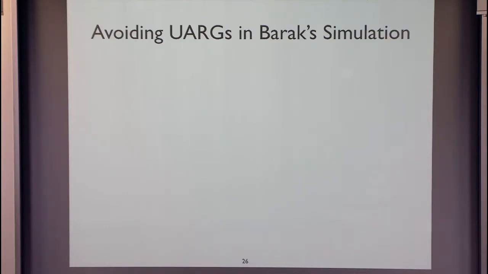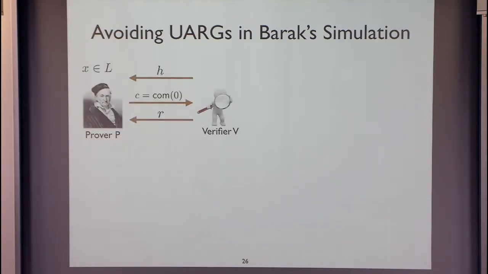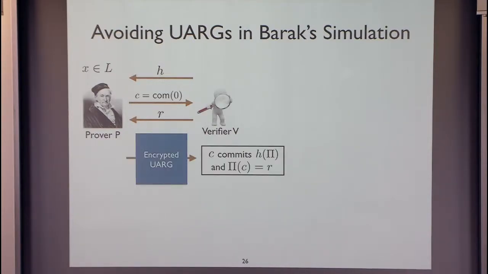So let me just quickly show you how I can avoid universal arguments in Barak's protocol, which is a straight line zero knowledge, and not the concurrent zero knowledge part, only the straight line zero knowledge part. Okay, so very quickly you have prover and verifier, where you have the first preamble of 3 rounds where the hash function is sent by the verifier. The prover will commit to some random string or 0, and the verifier will respond with R. And then they run an encrypted universal argument where the prover proves that it knows a program which could have predicted R.